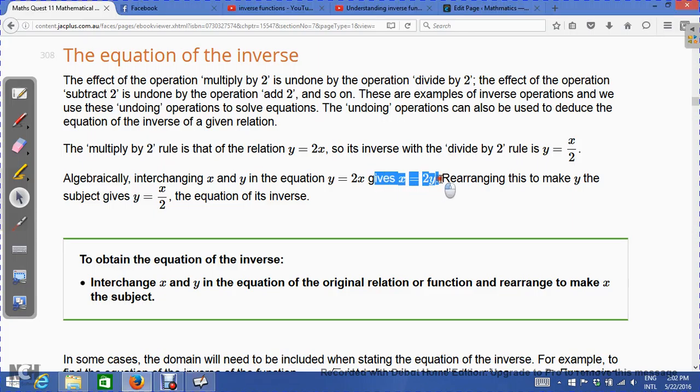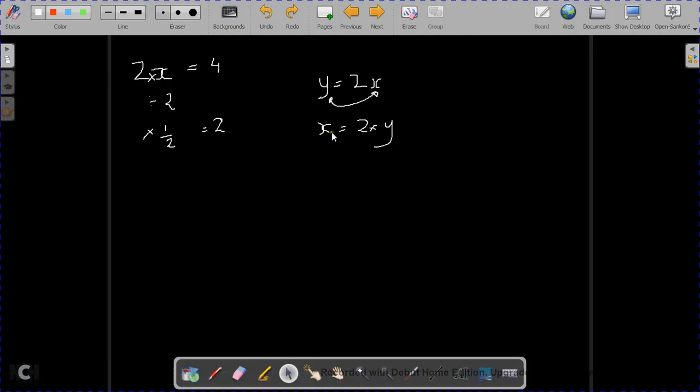Okay, y equals 2x gives x equals 2y. Now we need to make y the subject. At the moment we started with a relation, y equals 2x. We swapped the x and y. Now we just need to rearrange this equation so that we have y by itself. So instead of x equals something, we need y equals something again. So that's just by dividing by 2 to get rid of that 2.